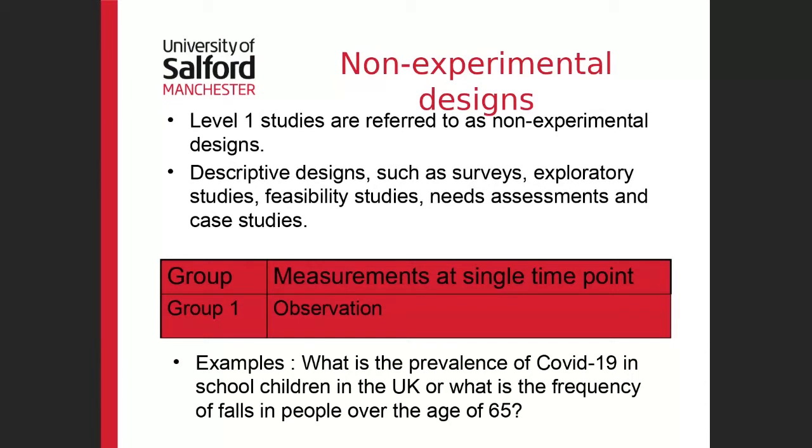For example, we might ask, what's the prevalence of COVID-19 in school children in the UK? Or what's the frequency of falls in people over the age of 65? So you can see that all we're doing is taking a group of people and doing one single measurement on them at one particular point in time, and we're just descriptively reporting what we find. It's just a description of how much of something there is, how often people do this, how big this is. There's no relationship in there.